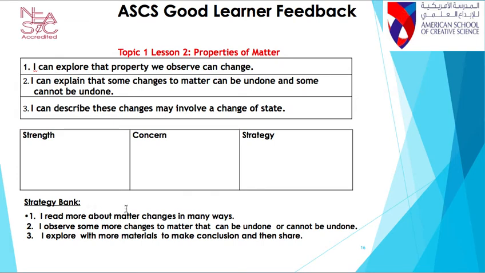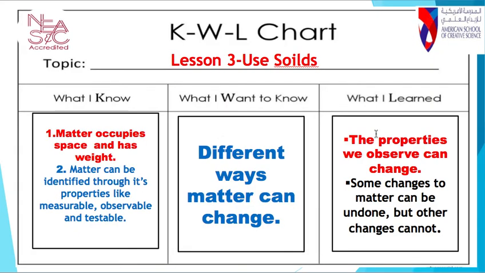Number 1, I read more about matter changes in many ways. I observed some more changes to matter that can be undone or cannot be undone. I can explore with more materials to make conclusion and then share it. Now let's go to what I have learned. I have learned that the properties we observe can change, and some changes to matter can be undone, but other changes cannot be undone. So this is what I have achieved at the end of the lesson today.